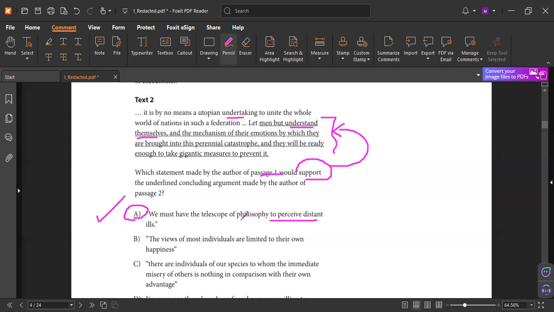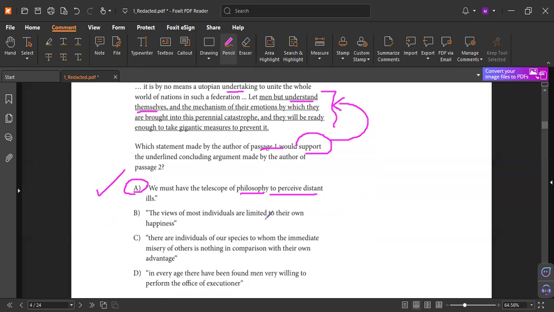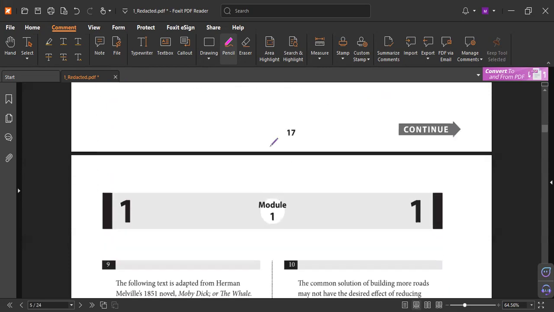So we need the telescope of philosophy to perceive, right or not? We're not talking about the views being limited in the underlined part. So it's the opposite; it does not discuss the underlined part. That just means we found something similar to the underlined. All the ideas mentioned in one, but which one relates to the underlined only? An idea that is opposite is wrong. An idea out of context is wrong. An idea with antonym language is wrong. This way. Now, very good job.